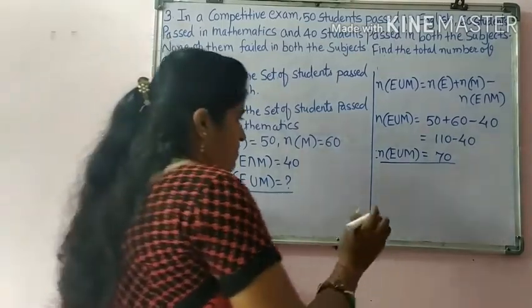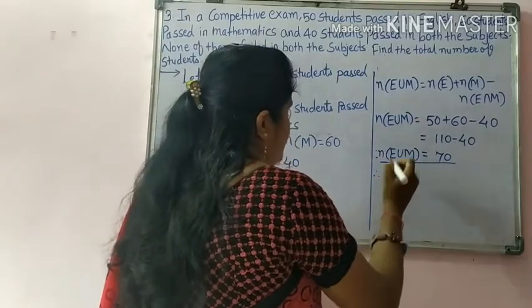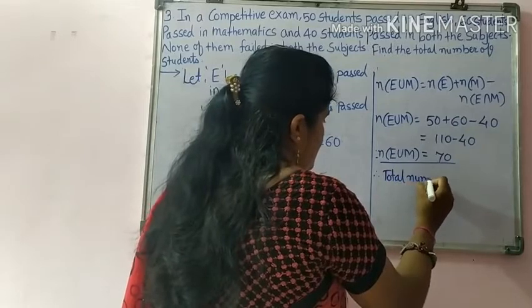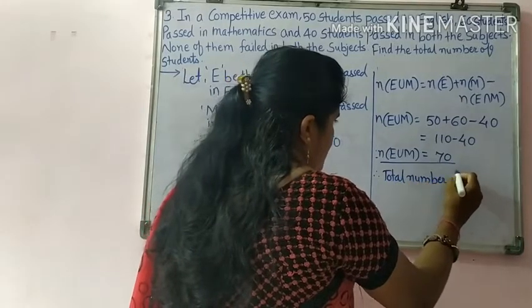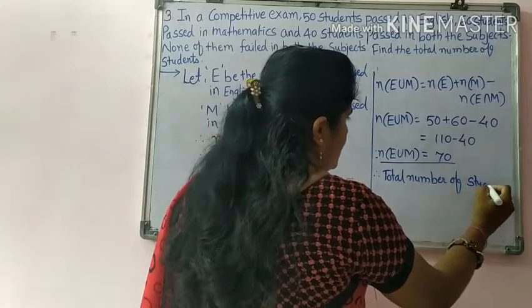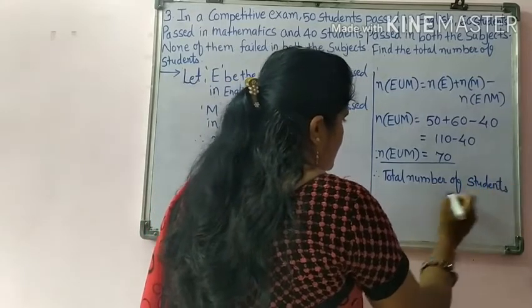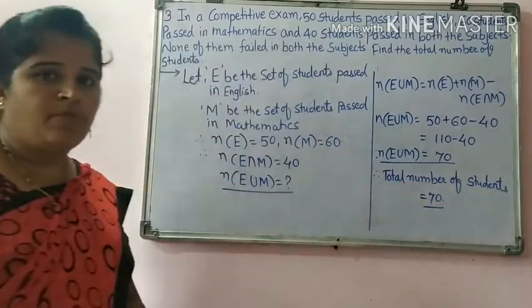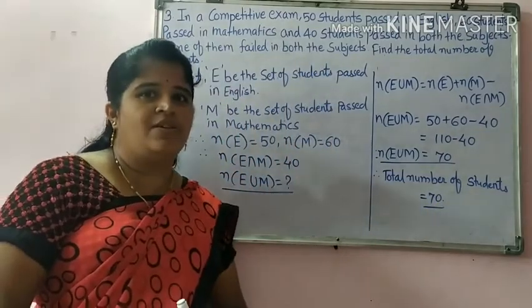So the total number of students is equal to 70. Therefore, the total number of students is equal to 70.